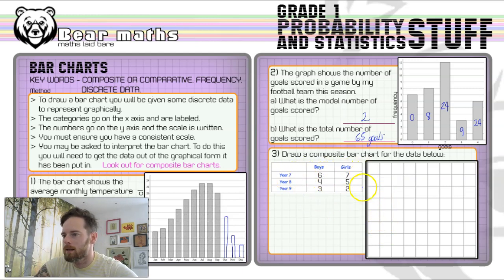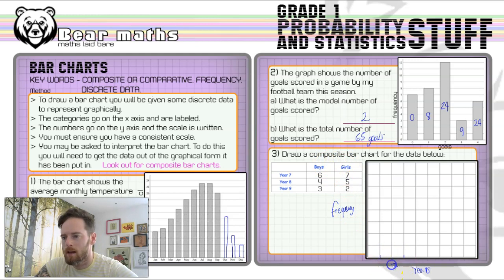Now, we need a scale. We need to label the axes. This is going to be our frequency, so we'll write down frequency. First of all, this is our frequency scale. This is the years. So we've got some data here, something about years 7, 8 and 9 students that have been split into boys and girls. And we're going to need to draw 2 bars for each year group.